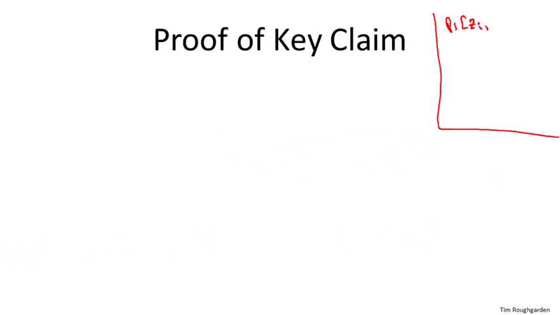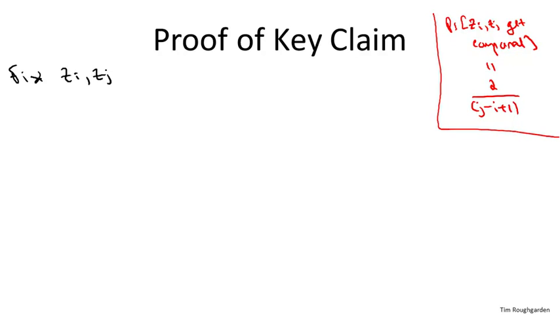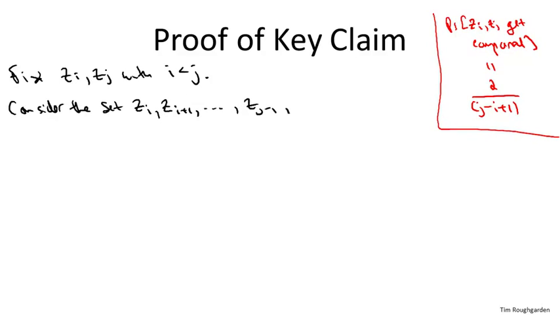So how do we prove this key claim? How do we prove that the probability that zi, zj get compared is exactly 2 over the quantity j minus i plus 1? Well, fix your favorite ordered pair. So fix elements zi, zj with i less than j, for example, the third smallest and the seventh smallest element in the array. Now, what we want to reason about is the set of all elements in the input array between zi and zj inclusive. And I don't mean between in terms of positions in the array, I mean between in terms of their values.